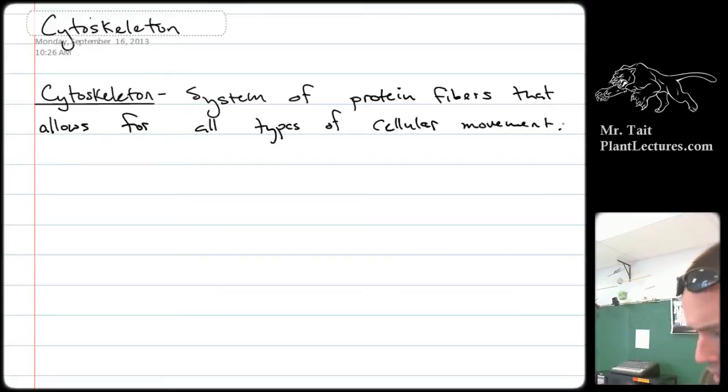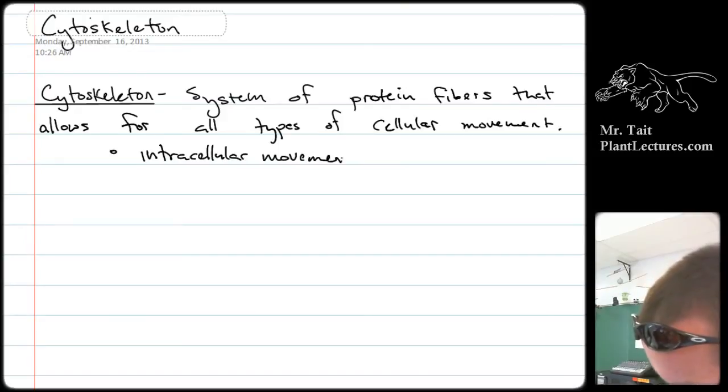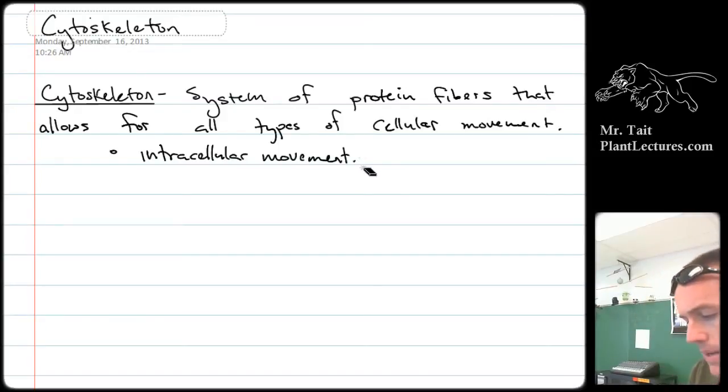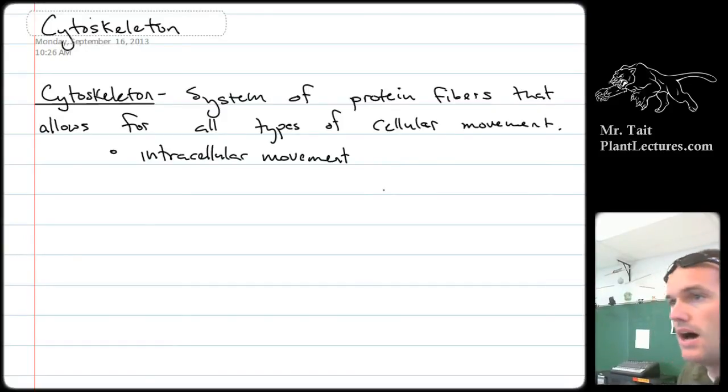Okay, so there are two types of cellular movement. First one is called intracellular movement. Intracellular movement means inside the cell. So if, say, a vesicle buds off of the endoplasmic reticulum and it needs to go to the Golgi apparatus, it needs to travel along a track of cytoskeleton, and we would call that intracellular movement because it's movement that's occurring inside of the cell.